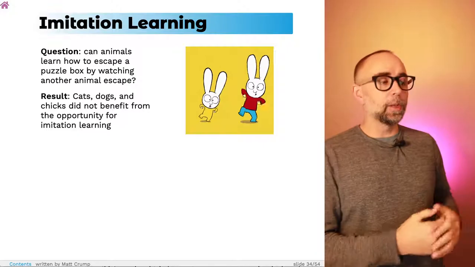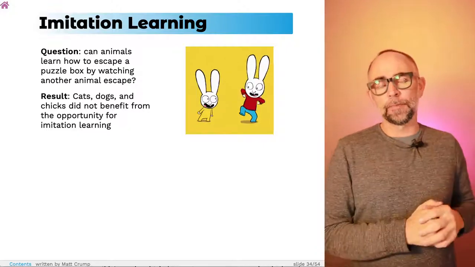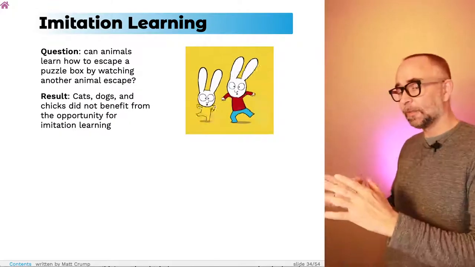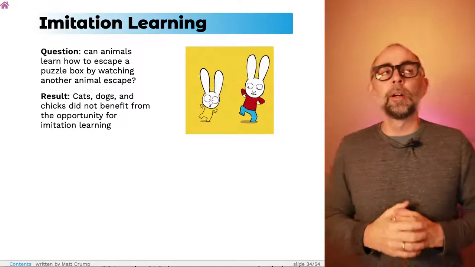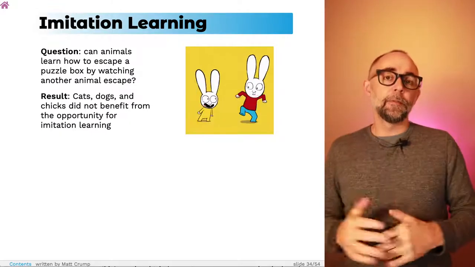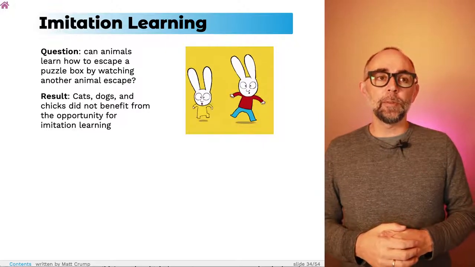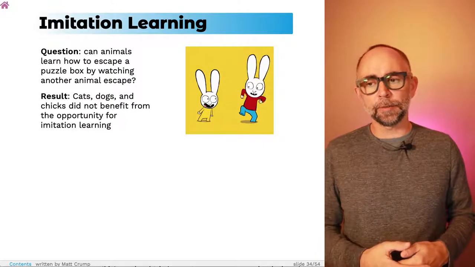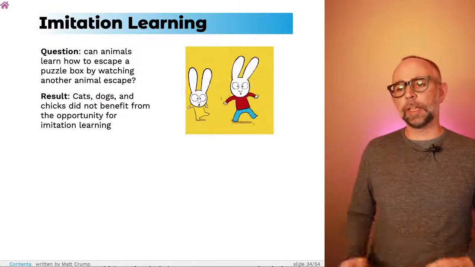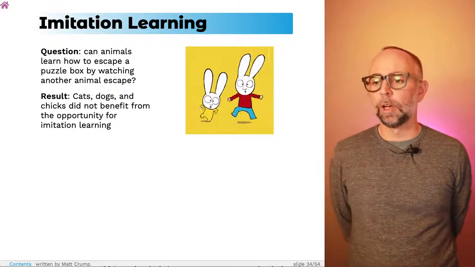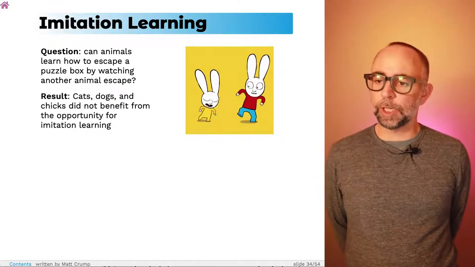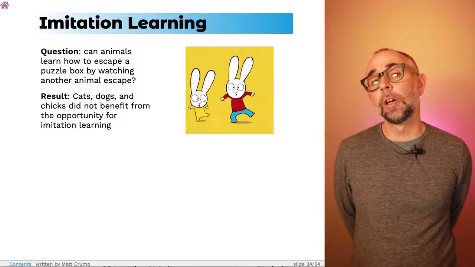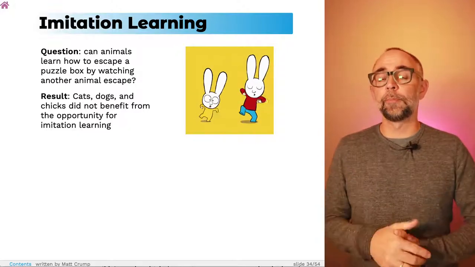Another group of animals would get to watch a group learn how to get out of the puzzle box. So they've already seen some other cats get out. Now, if they've seen another cat do it, will that help them if they went into the box themselves? The results that he found on imitation learning weren't very good for cats, dogs, and chicks. In his scenarios, they did not benefit from the opportunity to watch other animals do the task.